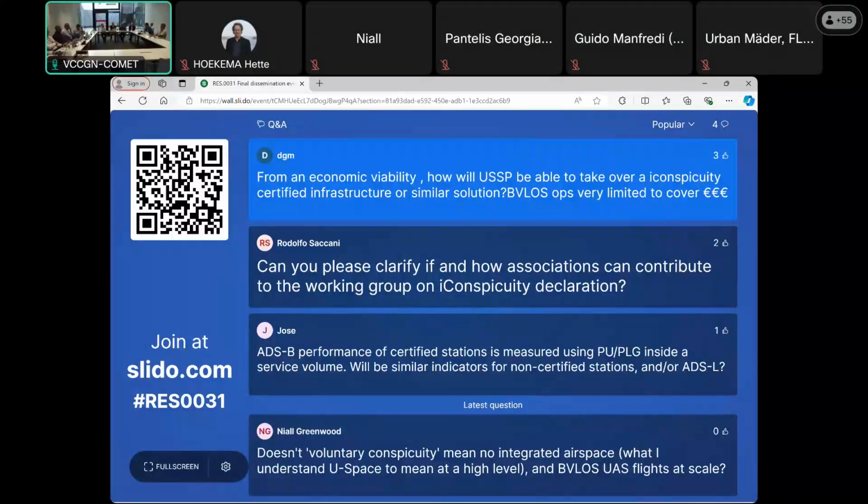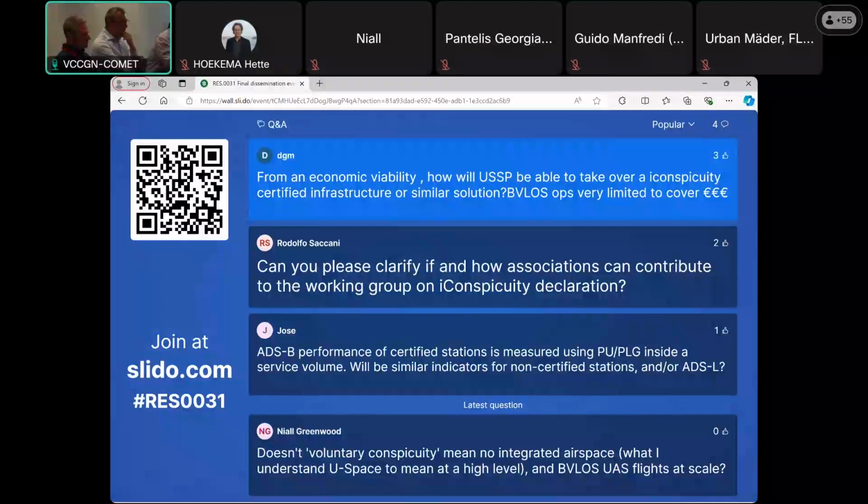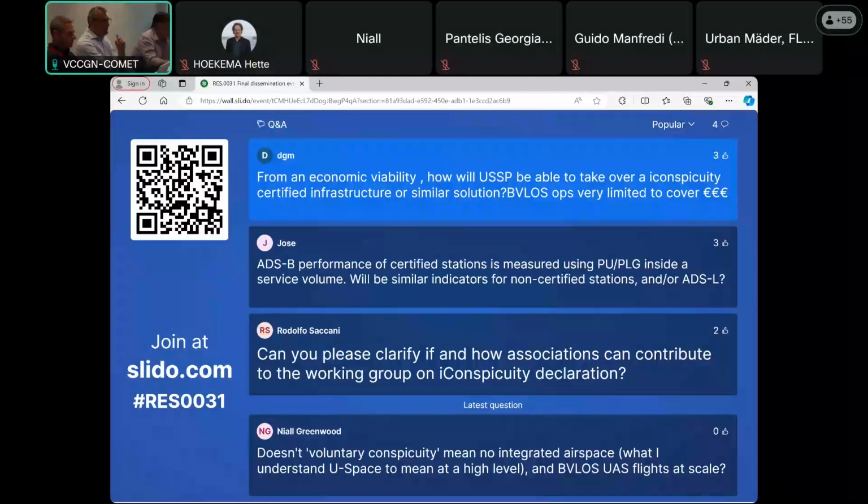There's a question from DGM. From an economic viability perspective, how will USSPs be able to take over iConspicuity certified infrastructure or a similar solution? BVLOS ops are very limited to cover. Okay, so this tackles two mixed problems. I think USSPs are entities that are operational in U-space, and the infrastructure there is not certified. It is the U-space service provider who is the certified entity, using infrastructure that matches the safety levels and performance requirements of U-space in a given scenario.